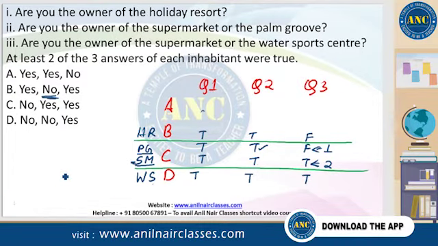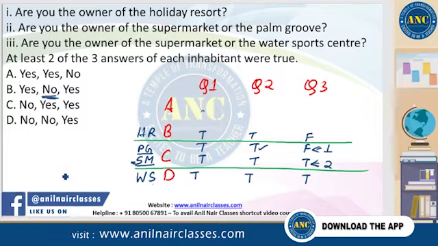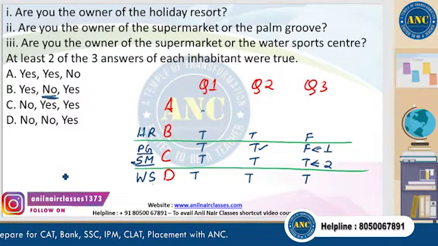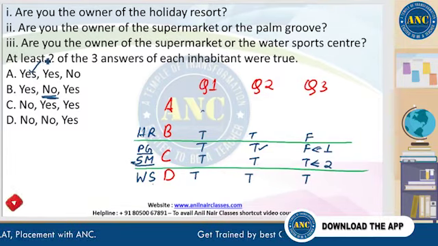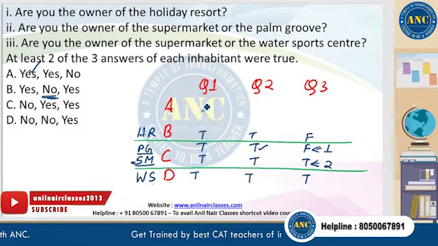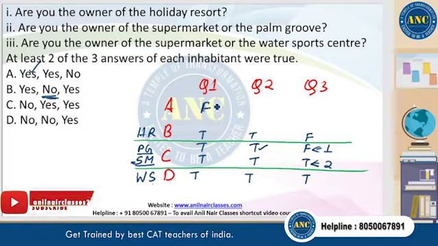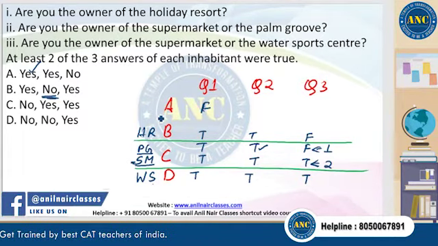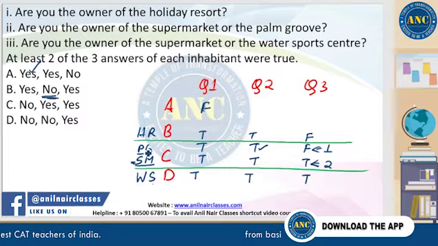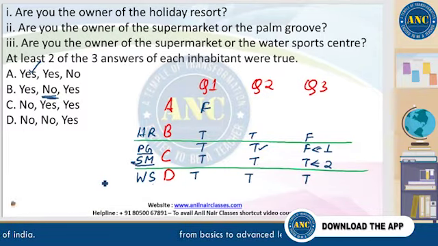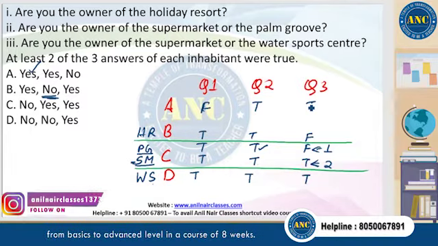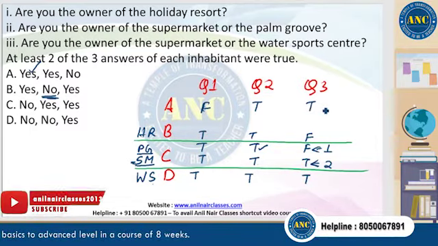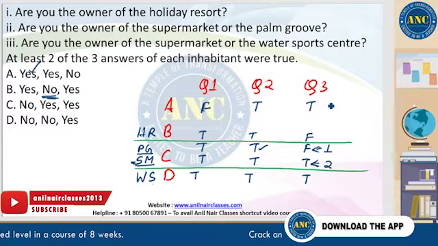Now let's go to A. We know A is not the owner of the holiday resort. But A says yes, so this must be a lie. That means this must be a false statement for A, because A is not the owner of the holiday resort. A should be either the palm grove or the supermarket, which automatically conveys the fact that the other two statements of A must be true. This has to hold ground.